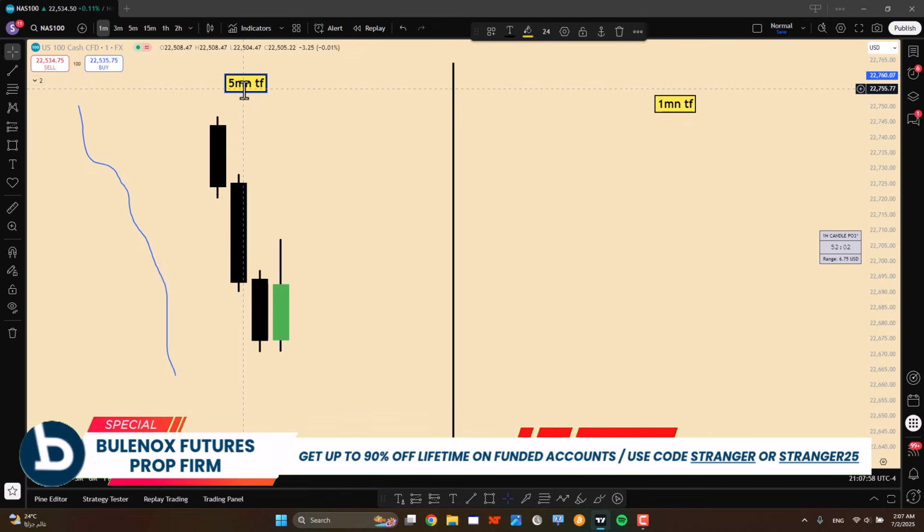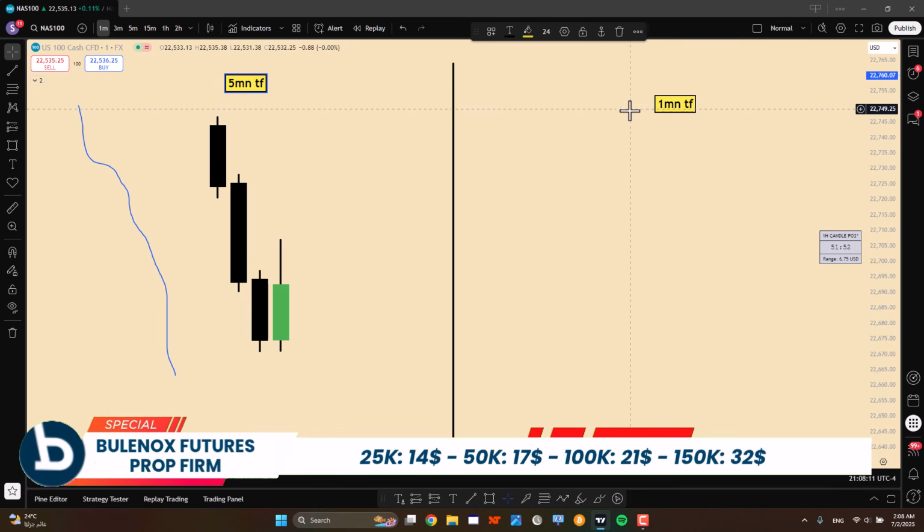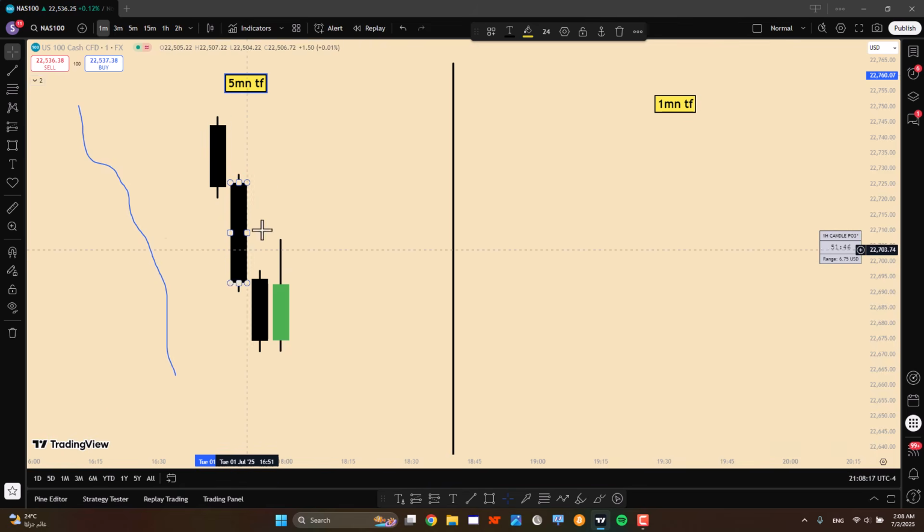So this is what you want to see on the time frame. I don't know what time frame. So if your execution time frame is the 5-minute, you want to look for this pattern on time frames like the 15, like the 30-minute, like the 1 hour.